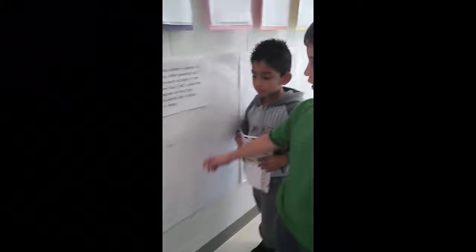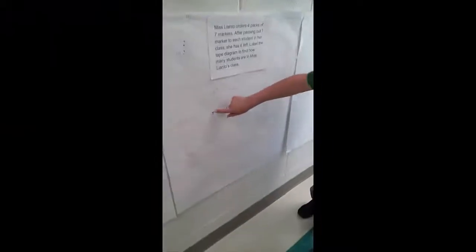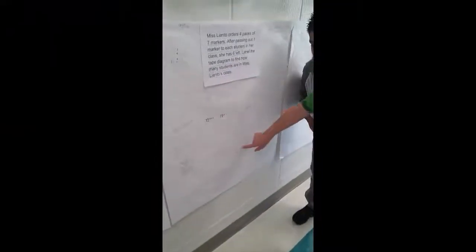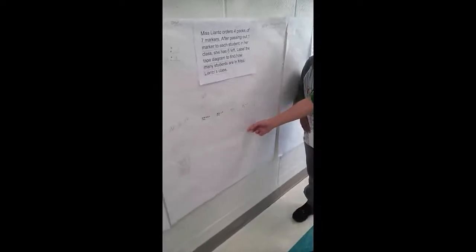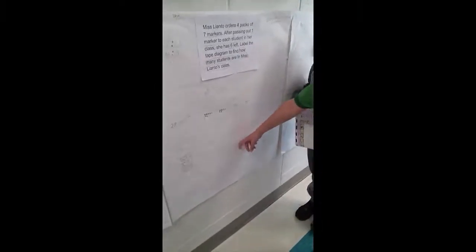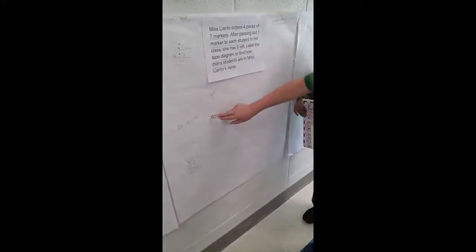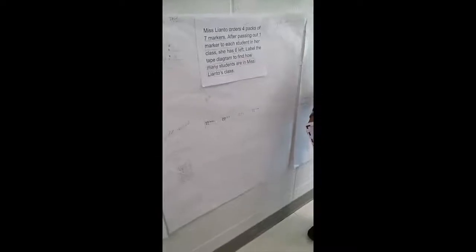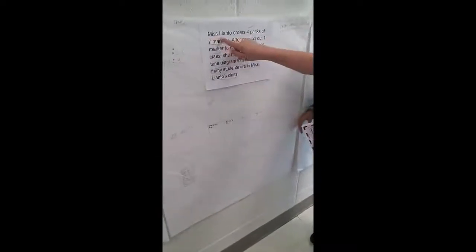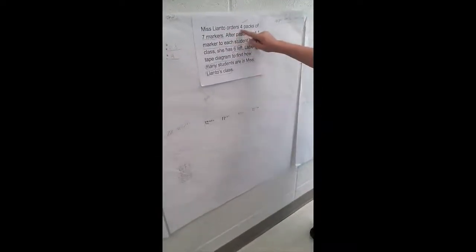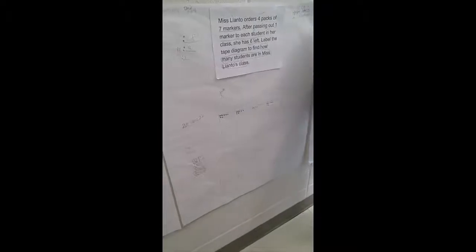We did a tape diagram. We did total groups. We did a count by, and 1 pack, and we crossed 6 out. Okay, well, why do you have 4 in your tape diagram? Because Miss Linda orders 4 packs. Okay, and then why did you cross out the 6? Because she only had 6 left.